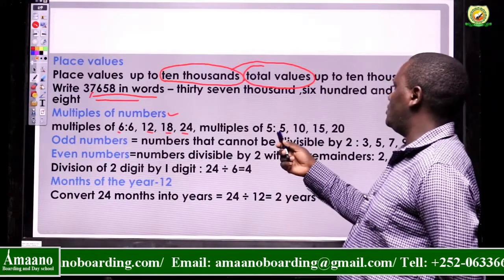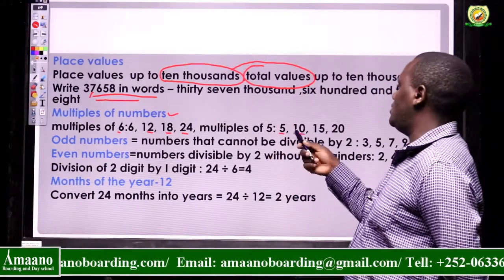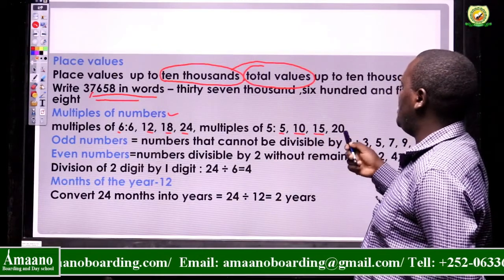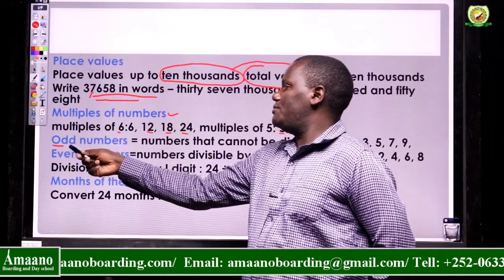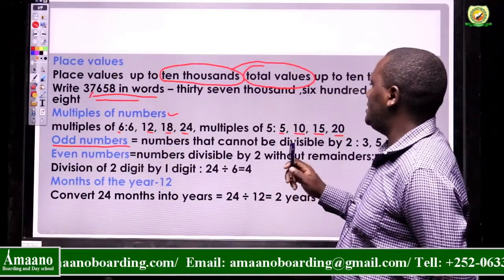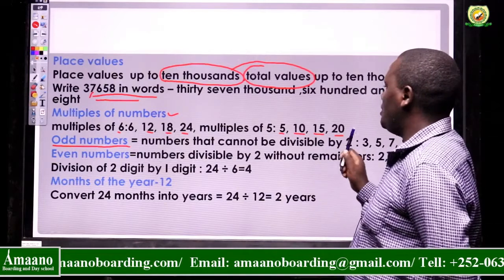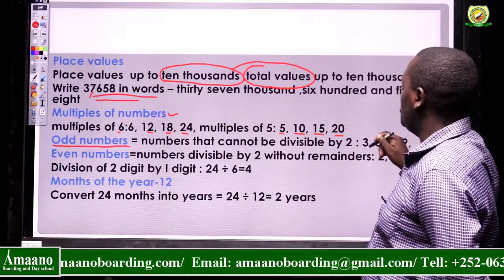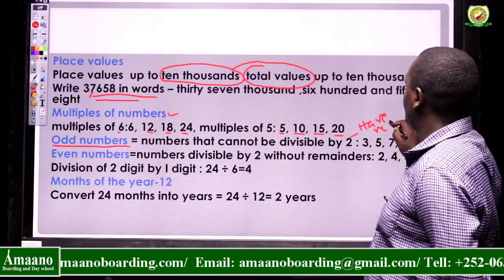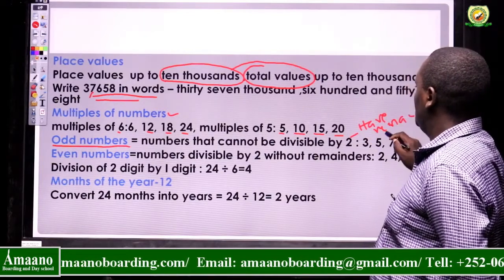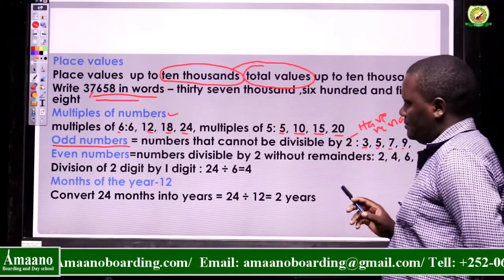Multiples of 5, we have 5. We need to get the next one, we add 5, that is 10. We add another 5, 15. Another 5, that is 20. We also did on what we call the odd numbers. Odd numbers, these are numbers that cannot be divisible by 2. That is, when you divide by 2, they have what we call the remainders. So these ones, they have remainders. I gave you an example here, 3, 5, 7, and 9.